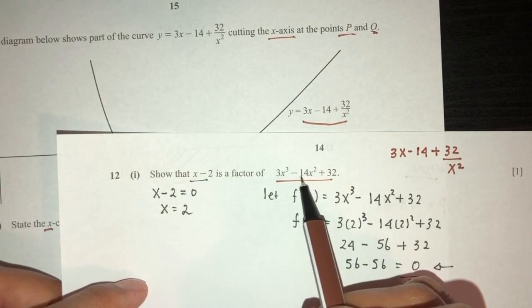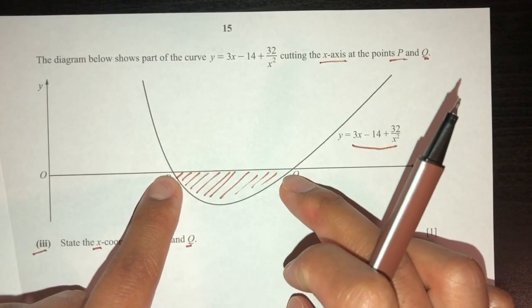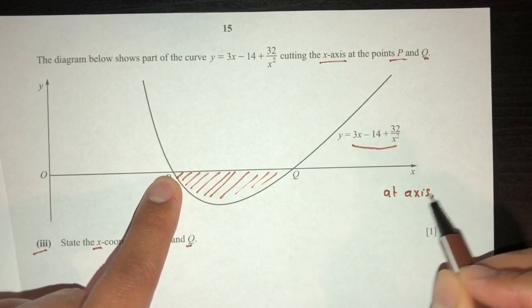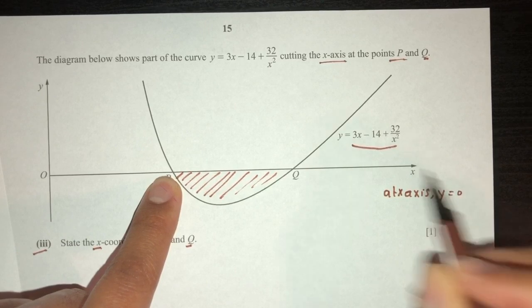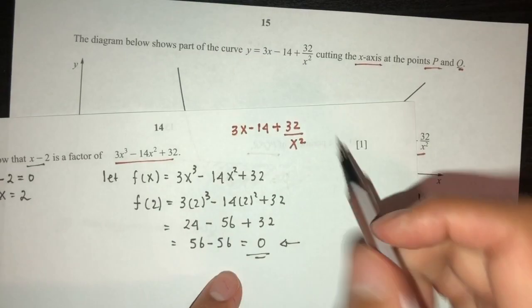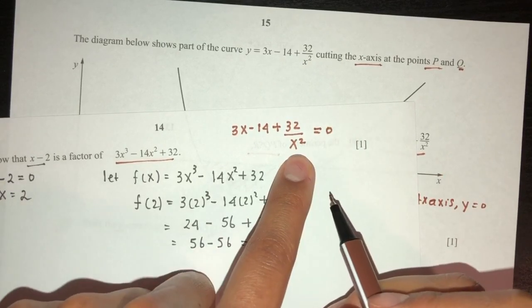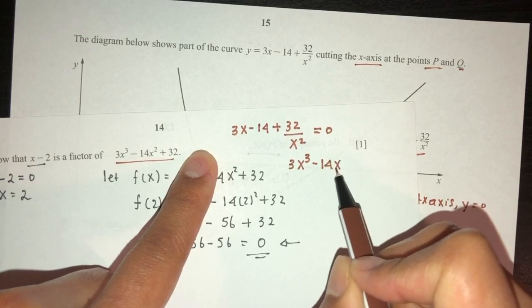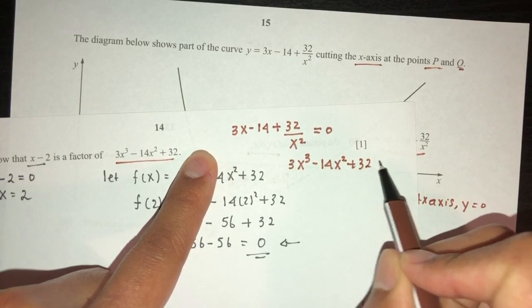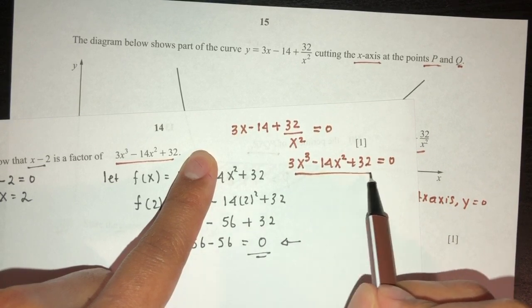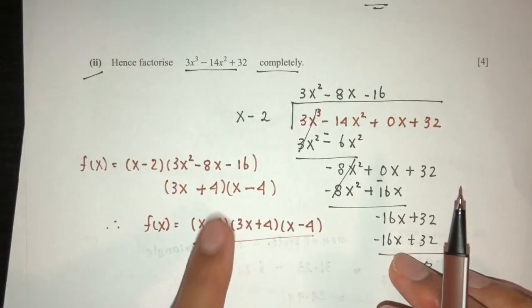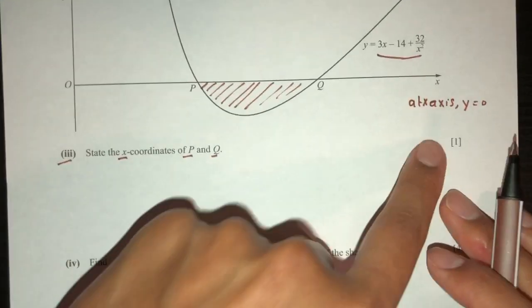So basically, because P and Q are at the x-axis, you know that at the x-axis the value of y is 0. So this will be equating to 0, and you have to multiply by x squared everywhere. You will have 3x cubed minus 14x squared plus 32 equal to 0, and you have to find the values of x. So this and this are the same, which means it is factorized into this, right? So again, let's continue on that.